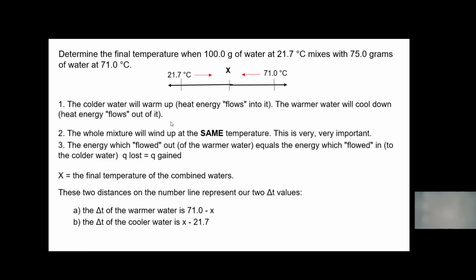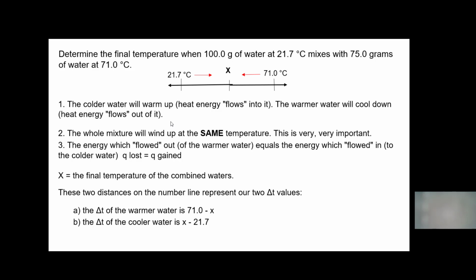Okay, and now here's a question that's similar to what you're going to be asked. I've taken some shortcuts on this. I hope you guys can still figure out what I'm doing on here. It's easier for me to explain this way. I was trying to do it in another way and it just wasn't coming out the way I could explain it well. Determine the final temperature when 100 grams of water at 21.7 mixes with 75 grams of water. So now we're simply looking at water. One's hot, one's cold, and we want to know what the final temperature is between these.